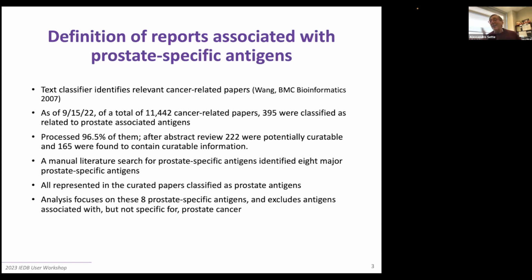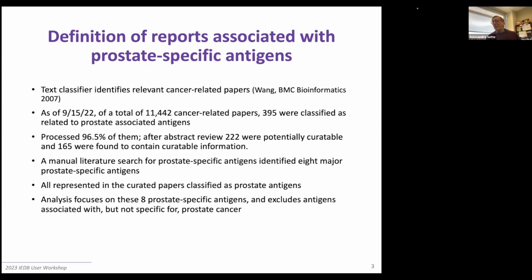So what is a prostate-specific antigen in the first place we need to answer. As we have been highlighting earlier today and in the previous day, we have a process where we identify potential cancer-related papers, and then we can filter down, and about 11,000, a little more than 11,000 at the end of 2022 were looked at, and about 400 were related to prostate-associated antigens. Essentially, we curated most of them. And after reviewing the abstract, 96.5%, and after reviewing the abstract, about 165 were found to contain curatable information.